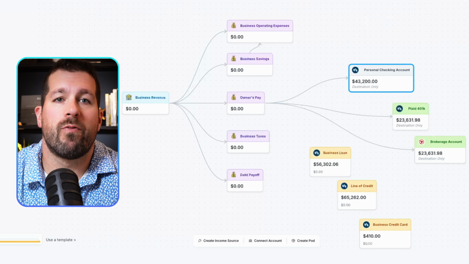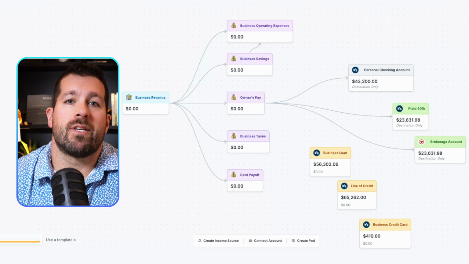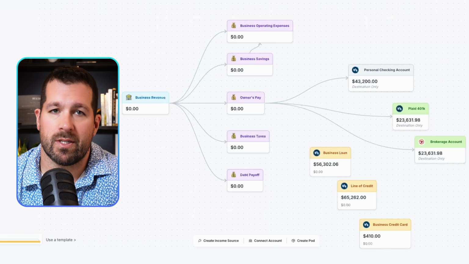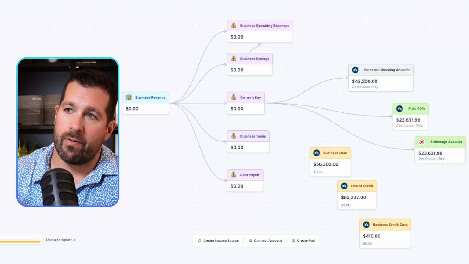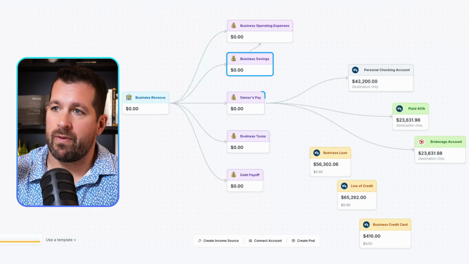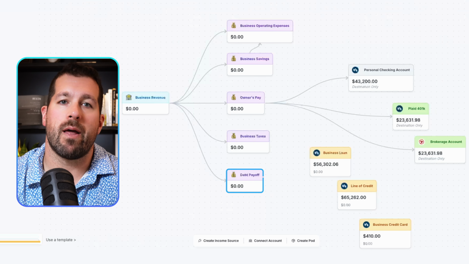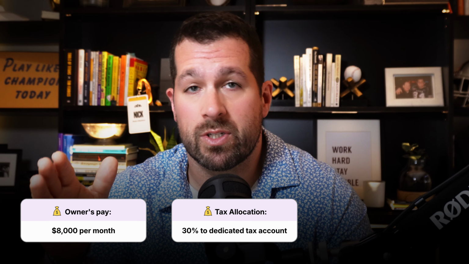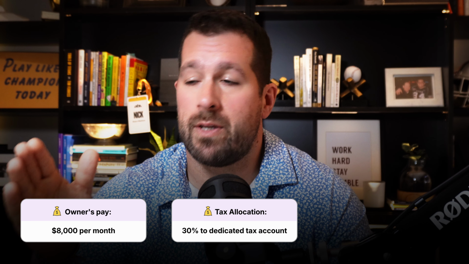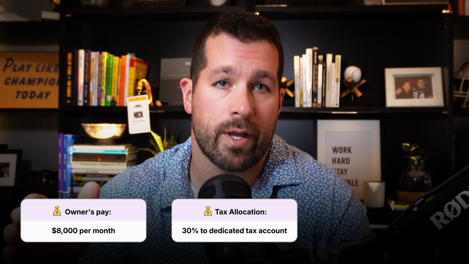This business brings in about $40,000 a month in revenue and has set up accounts for the rules that run inside of it, just like what we talked about beforehand, for their operating expenses, their business savings, their owner's pay, their taxes, and their debt payoff. Just as a quick refresher, owner's pay is $8,000 per month. The business wants to set aside 30% of all revenue towards a dedicated tax account for all incoming deposits.